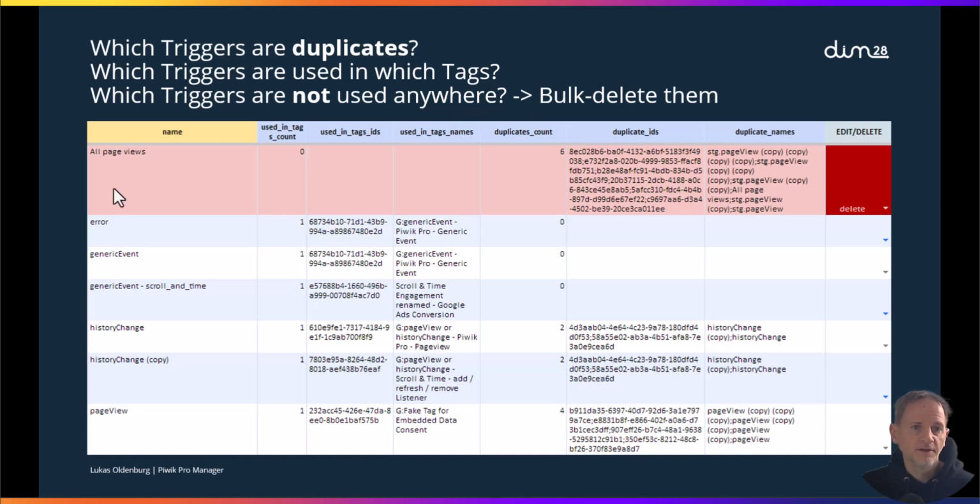For example, this trigger called all page views is not used in any tags. It also has 6 duplicates. These are the duplicate names. I can just delete that trigger.